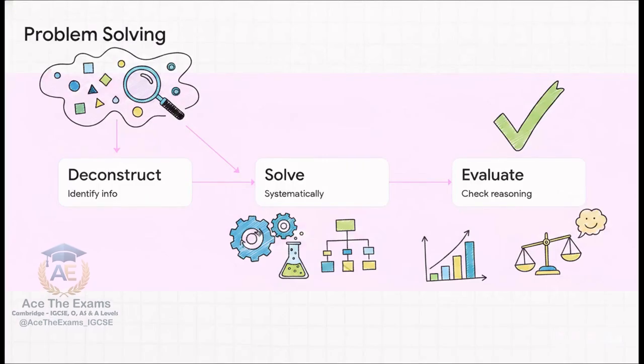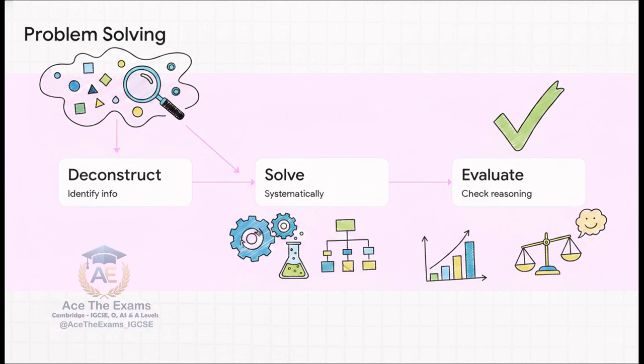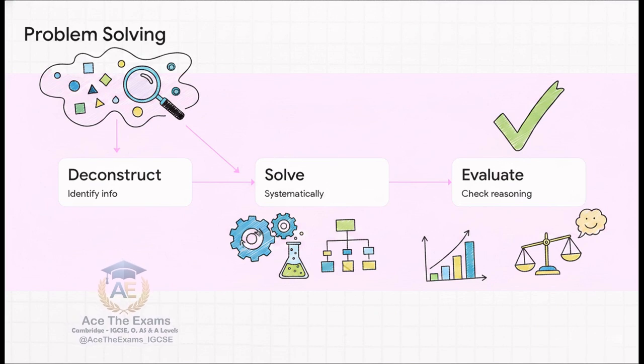Whenever you face a complex Calvin cycle problem, like maybe an experimental setup or a data table, use this framework. Step 1, deconstruct the given information. Step 2, solve systematically in logical steps. And step 3, evaluate by checking reasonableness. Doing this guarantees you're showing your work exactly the way the mark scheme demands.